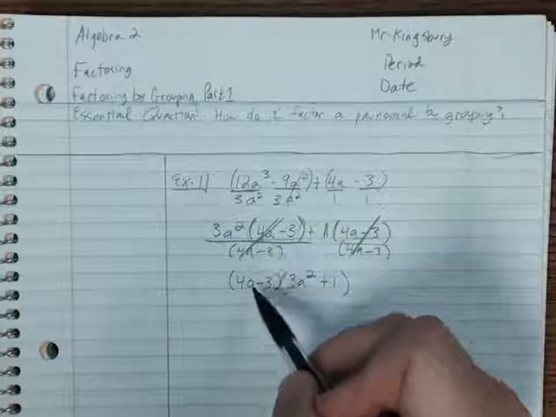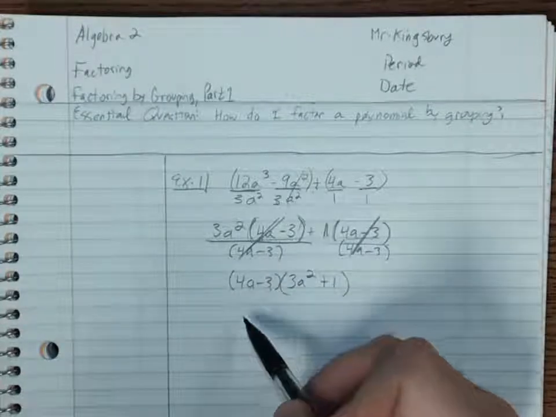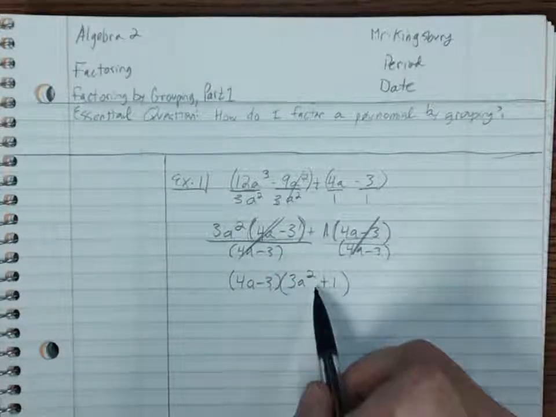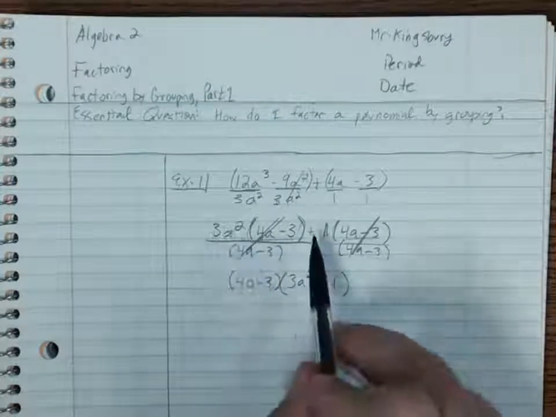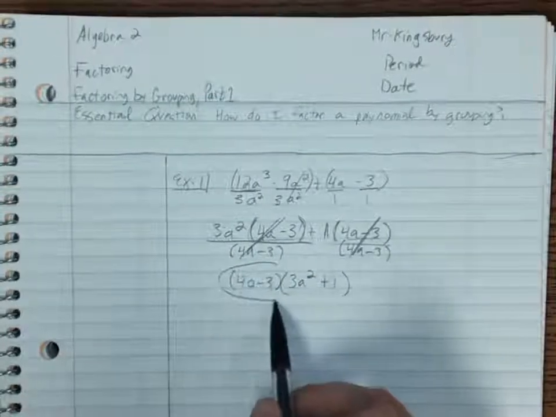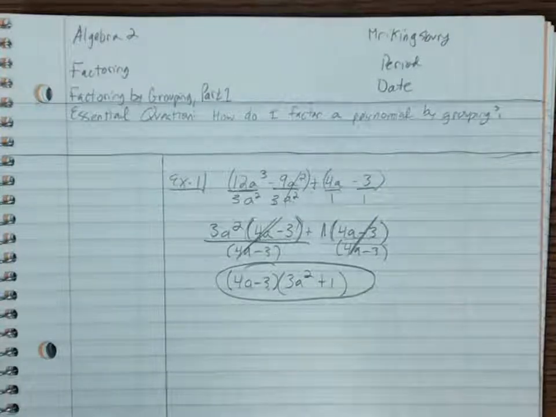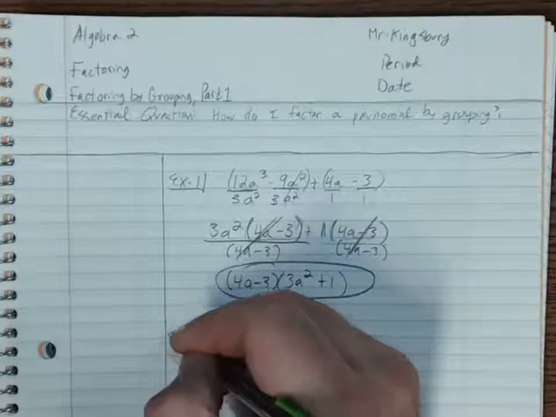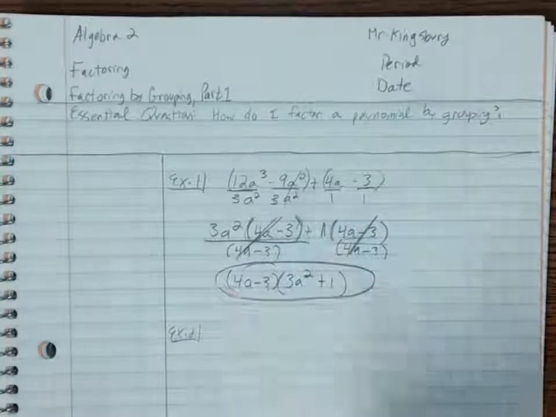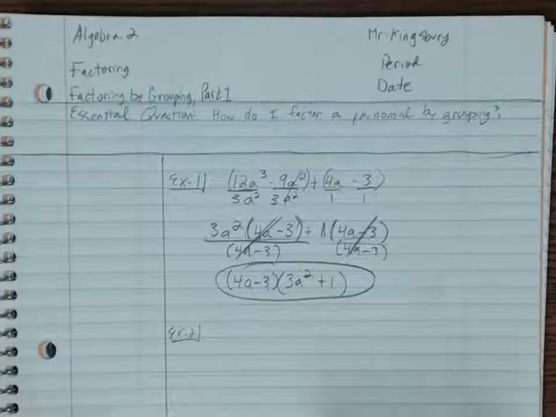So what I have here is 4a minus 3 in one set of parentheses. And then the other thing, the leftover stuff, is 3a squared plus 1. And those are my two binomials. That's factoring by grouping. And actually a more difficult one than I had originally intended, but that's okay. There's nothing wrong with that. Let's try another one here.